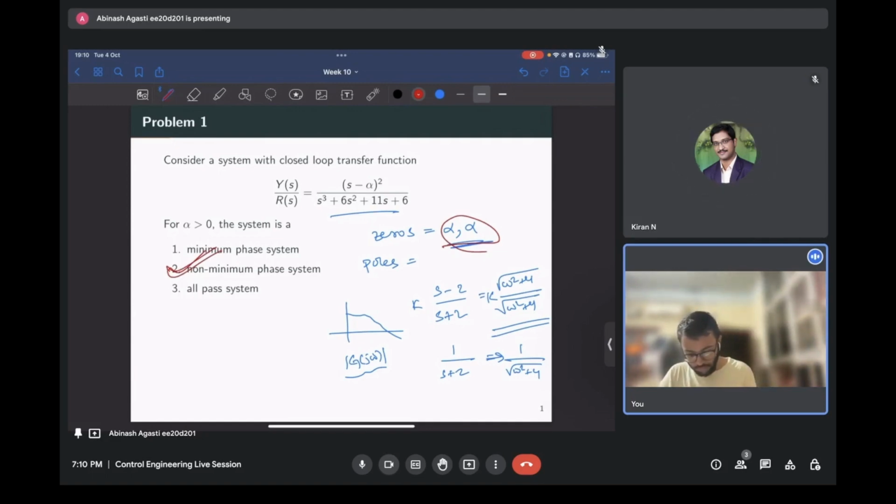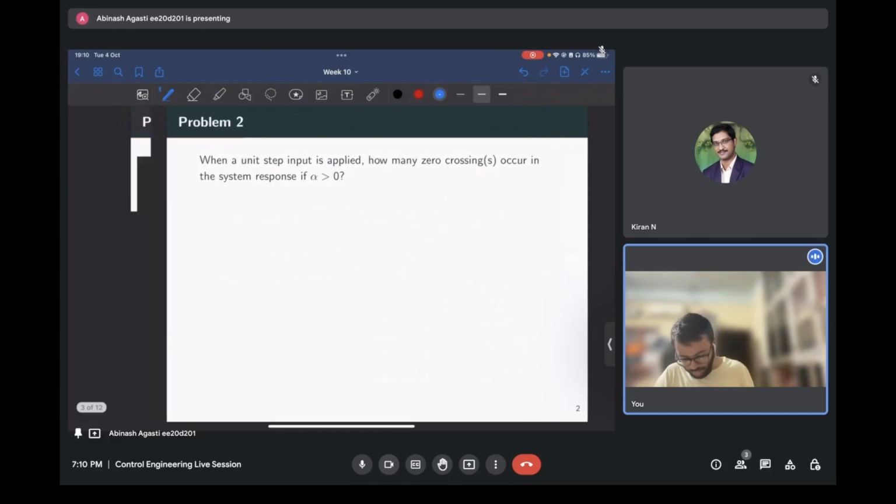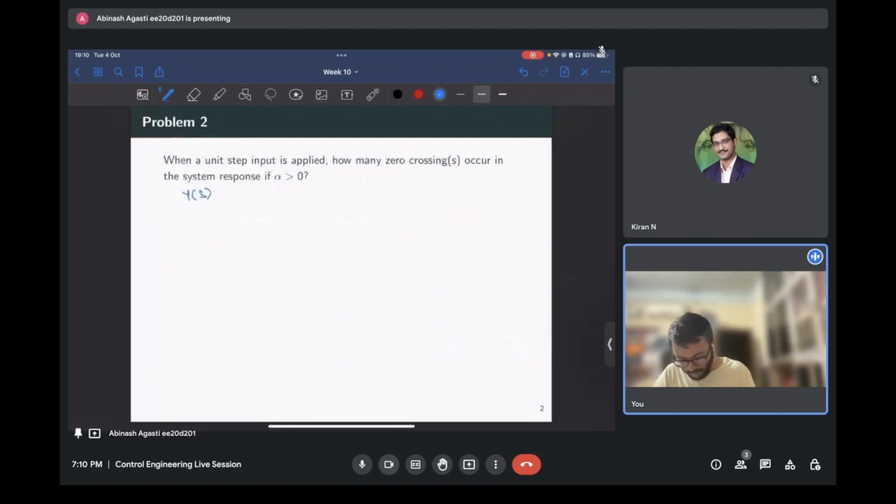So we'll move on to the next question. When a unit step input is applied, how many zero crossings occur in the system response if alpha is greater than 0? Right, so we have the same thing. Y(s) by R(s) is equal to (s minus alpha) squared. This is the transfer function. So what do you guess the system response would be? Why do you think there should be zero crossings?